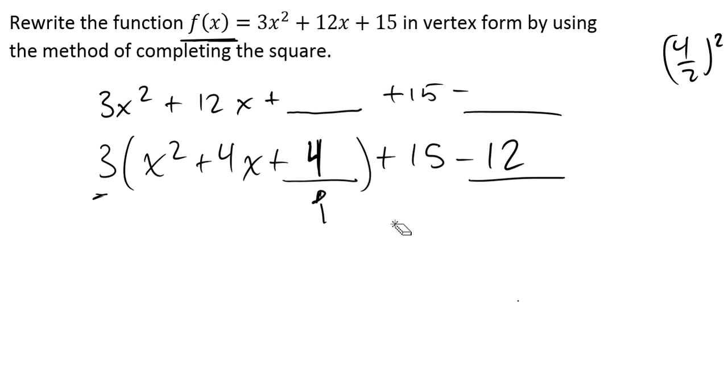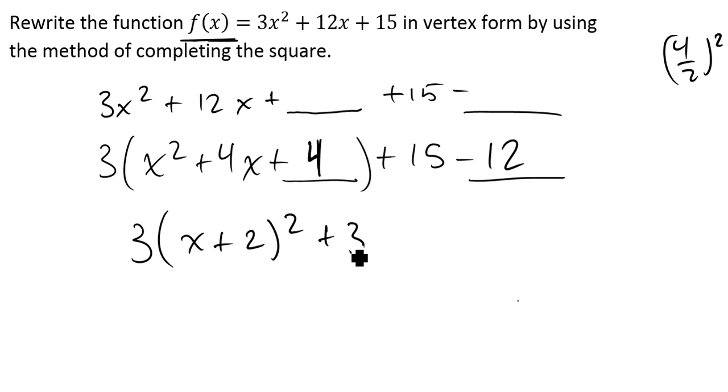Okay, so now if I look at it, I have this thing in the parentheses as a perfect square trinomial. So I'm going to write this as 3 times the quantity x plus 2 quantity squared, and then I'm going to have 15 minus 12, which is plus 3. So now that this is in vertex form, I can tell a lot of things about this that I couldn't before.